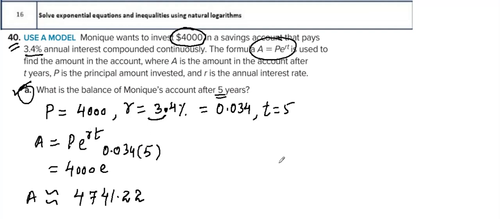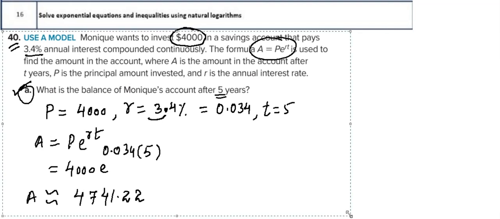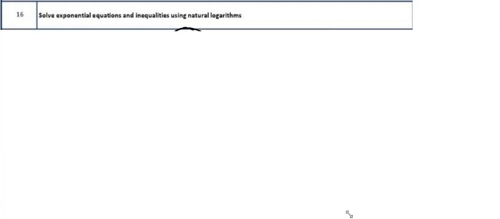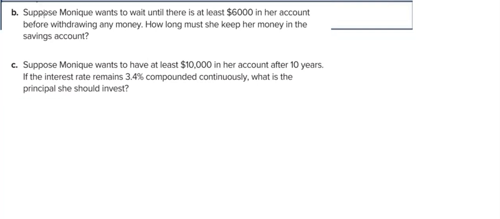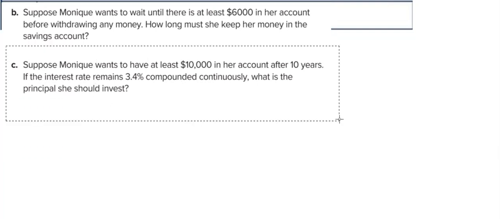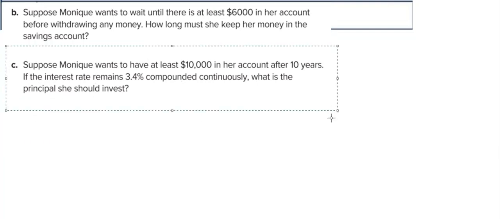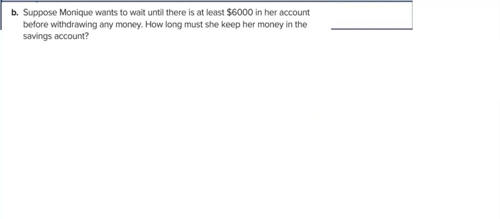Let me delete this now, so you can pause the video whenever you have to see the steps. Now look at the B part, what they are going to ask. Let me delete the C part, later we'll take the C part, because I have less space. That's why I'm deleting this.